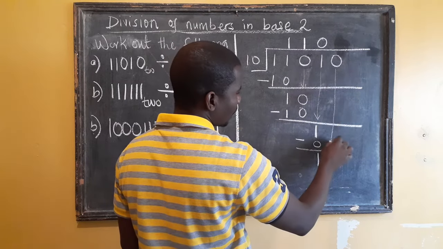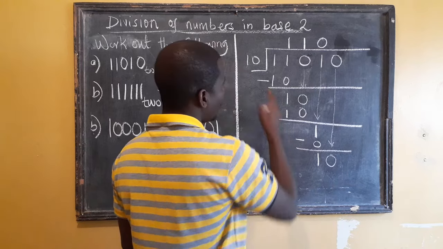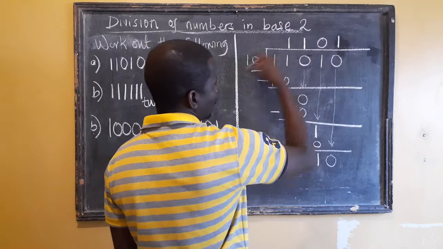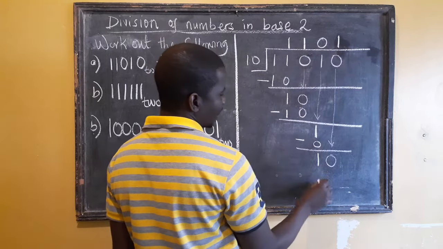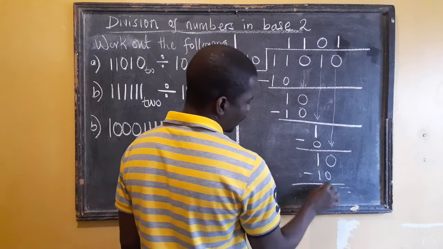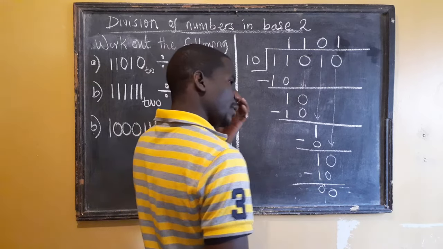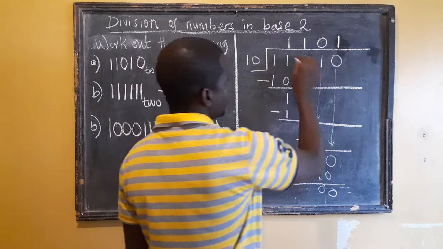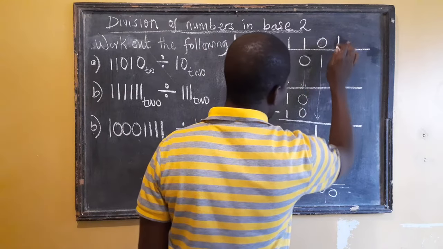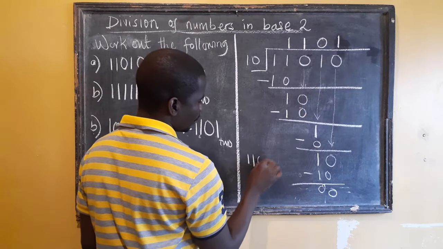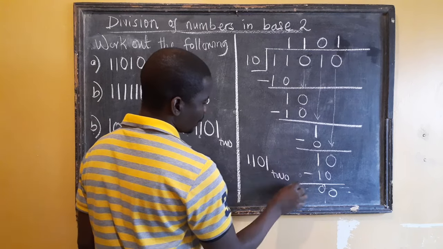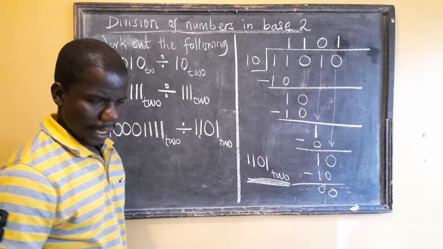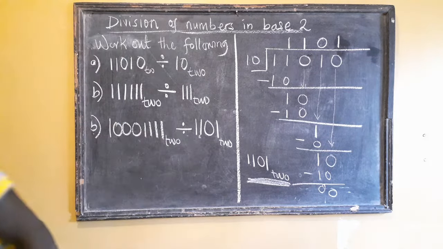So we need to drop down this one. 10, can it go into 10? The answer is yes. How many times? So we multiply this one by this, what do we get? All right, so this is what we're going to get. And what is our answer here? The answer is 1101. 1101 in base 2. That is our answer to the first one.